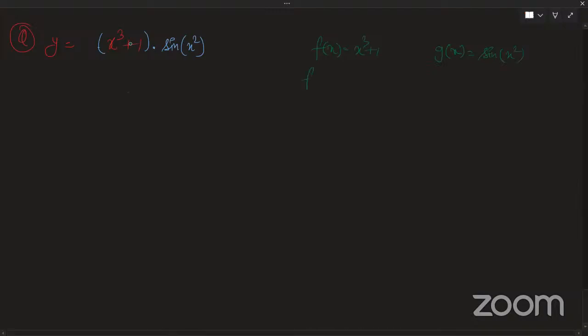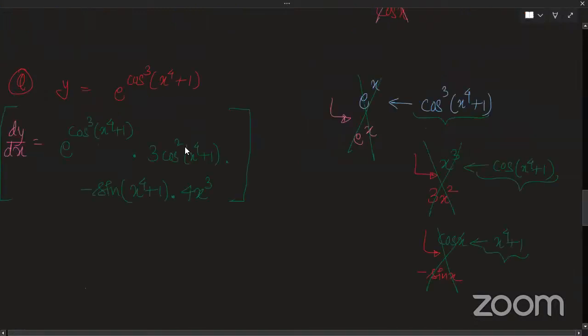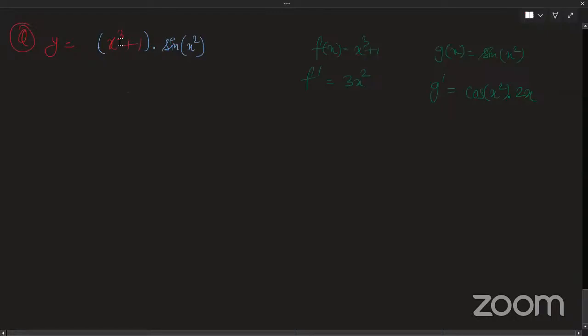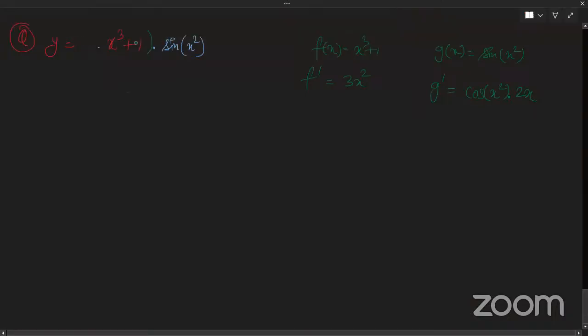Great. Can you tell me what is the derivative of the first function? 3x square. Yes, sir. What is the derivative of the second function? Can we calculate it? Yes, sir. Cos x square into 2x. Great. We have just done it today only, right? Yes, sir. Okay, great. So when two functions are in multiplication, how do you solve the derivative? How do you do the derivative of two functions in multiplication?